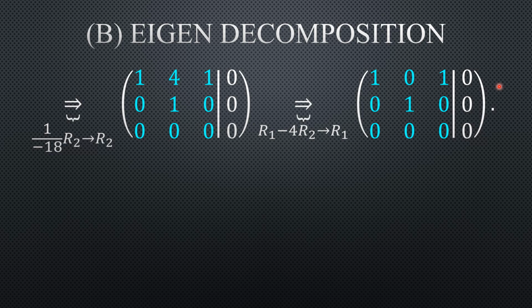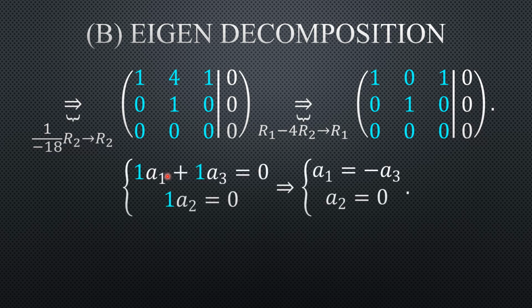The reason why we do this is because what this tells us in the system form is that this coefficient is 1 times A1 plus 1 times A3, and all of that has to equal 0, which comes from right here. The second row tells us that 1 times A2 equals 0. So by reducing the matrix like this, we simplify our coefficients, and we can solve the system, as you see, very quickly.